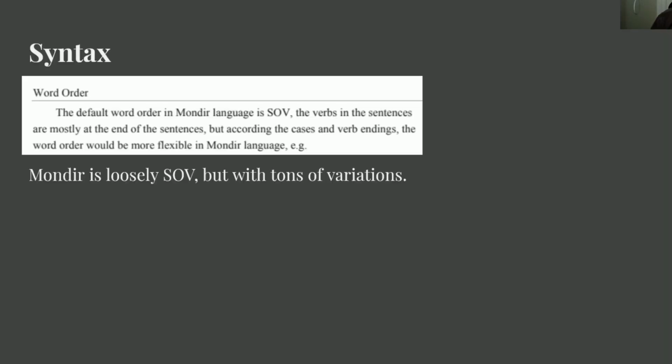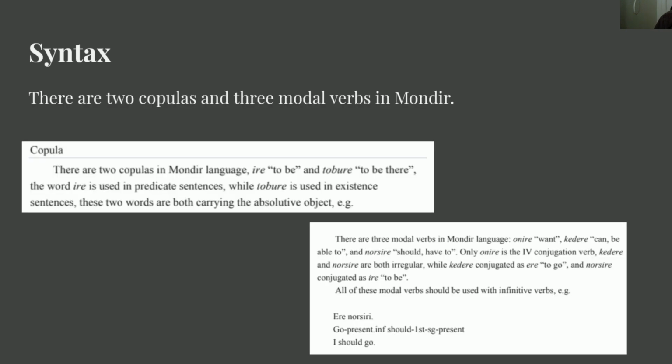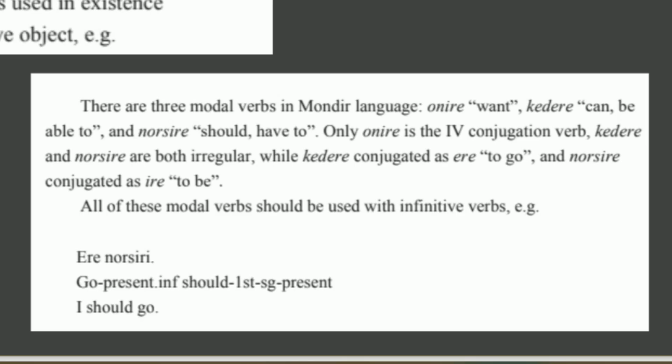And so, now onto the syntax. In terms of word order, it's generally SOV, but it's a little bit loose. There's 2 copulas and 3 modals. The copulas are ire and tobure, which mean to be and to be located somewhere, respectively. And then the modal verbs, the verbs that you slap on in front of another verb, there's only 3 of them that are permitted to be used in such a way. We have onire, which is want, or kedere, which means can or is able to, and norsire, which is should or has to.